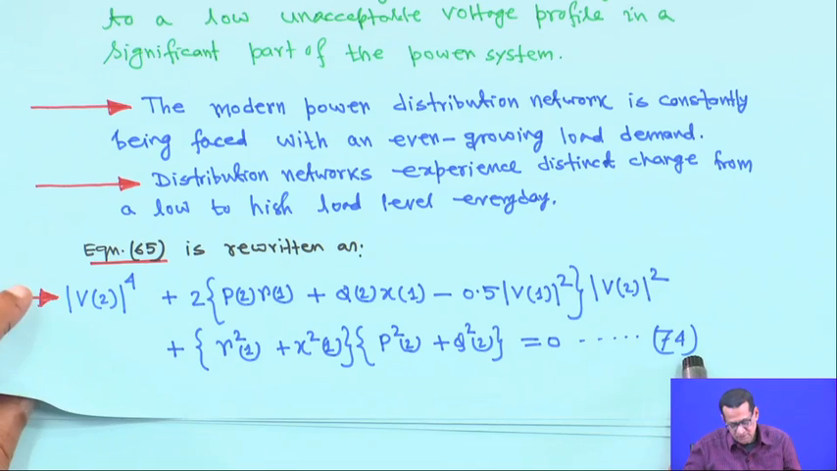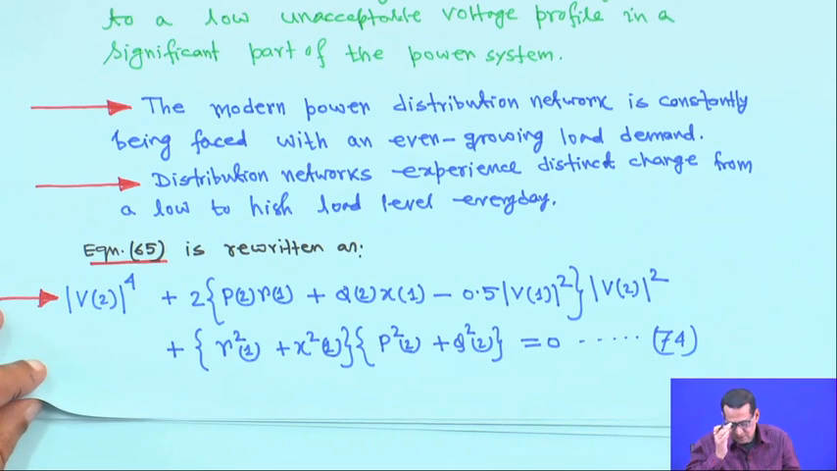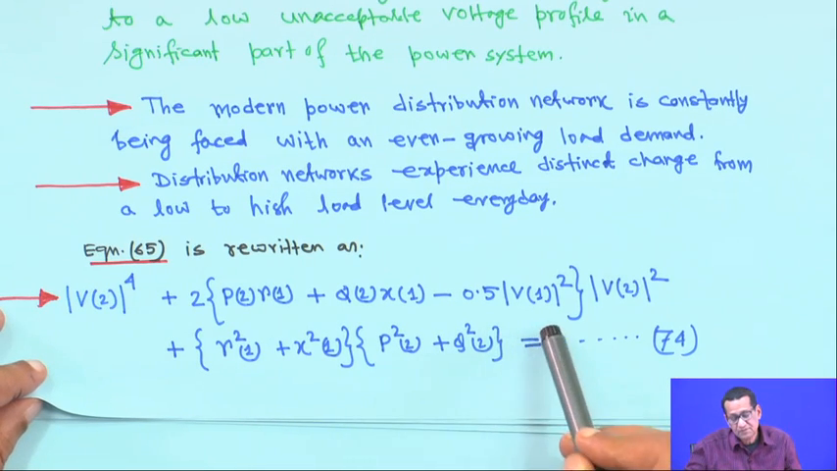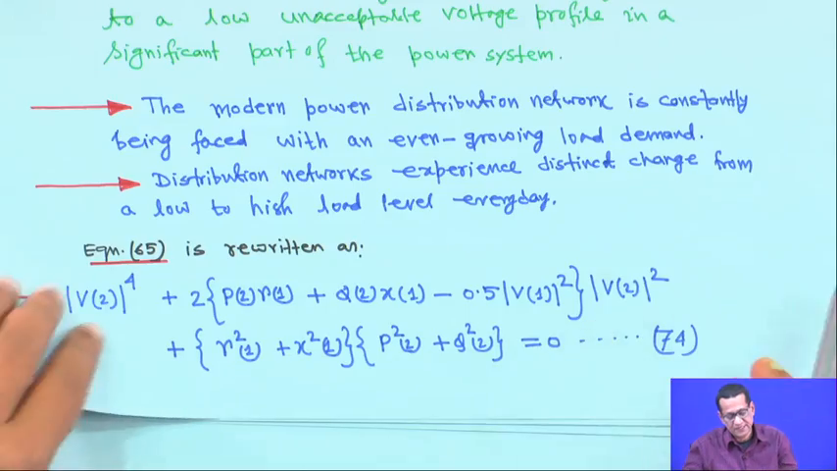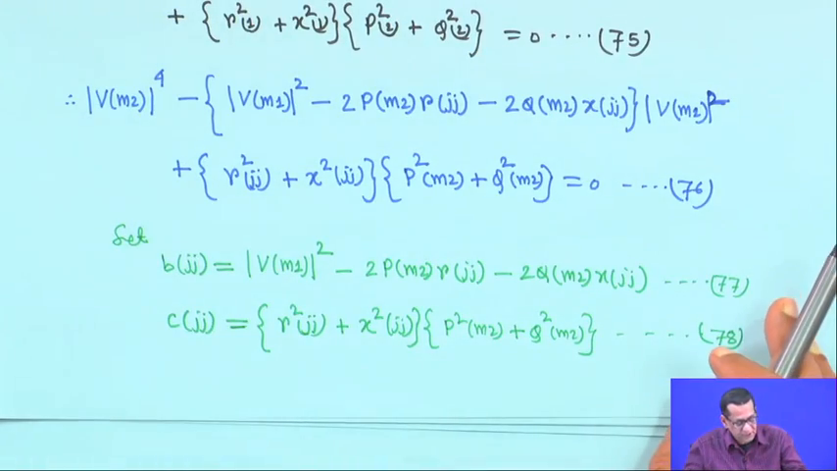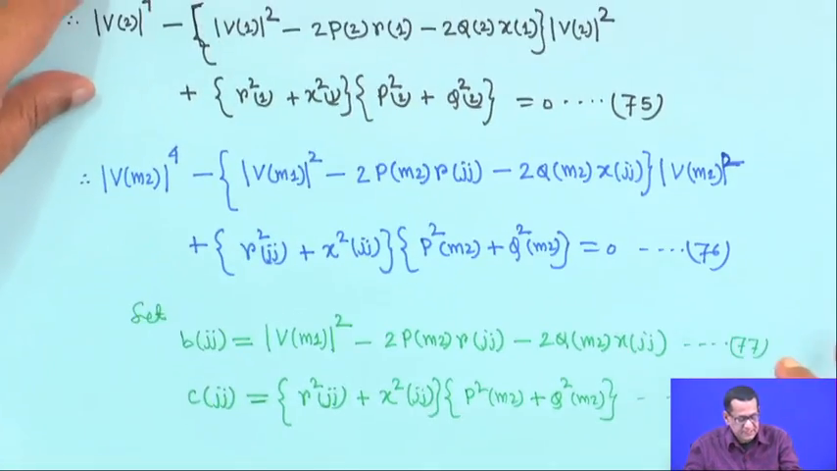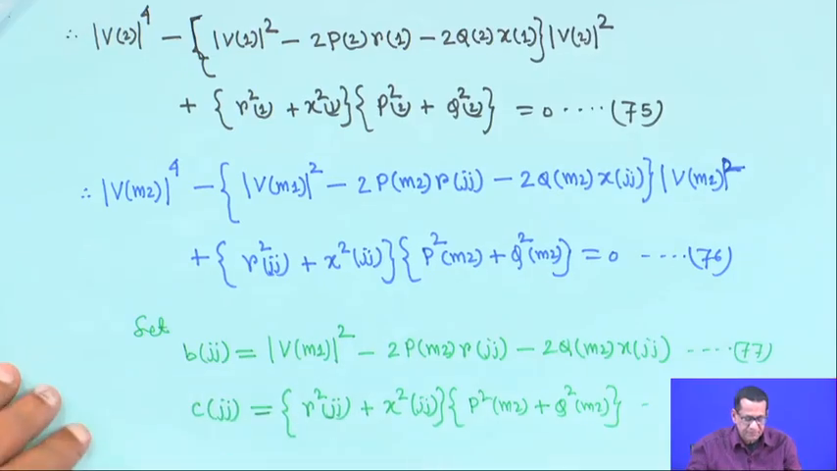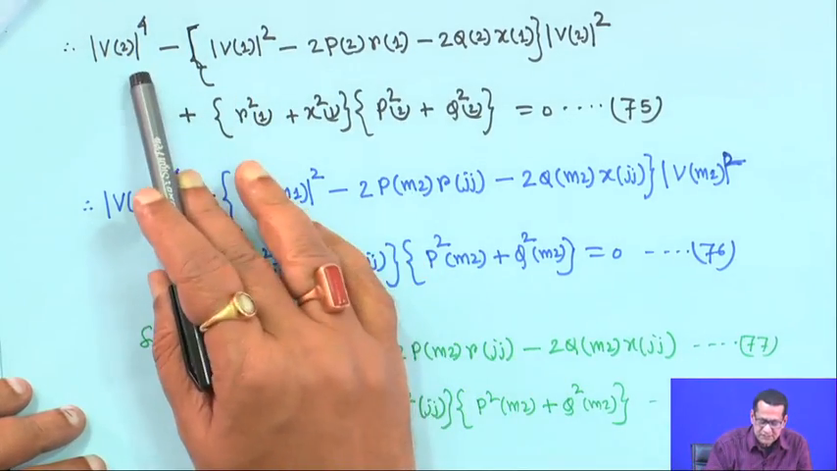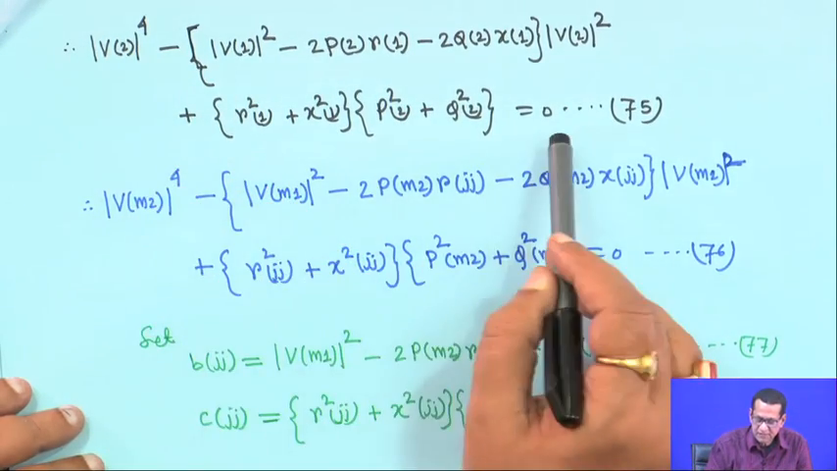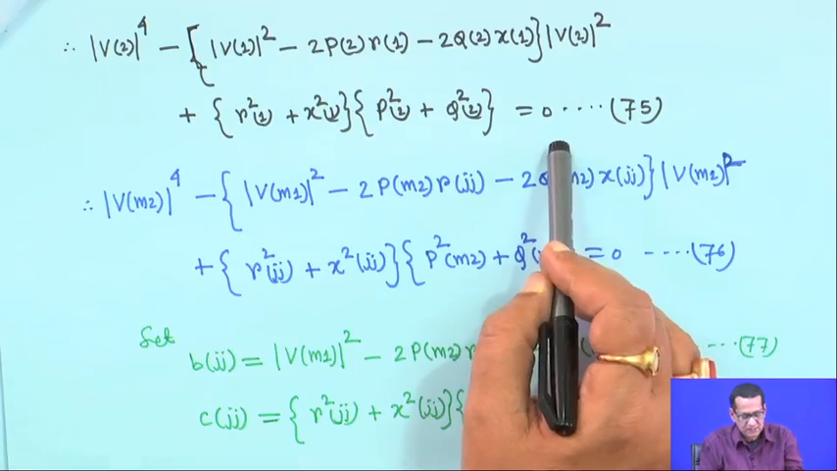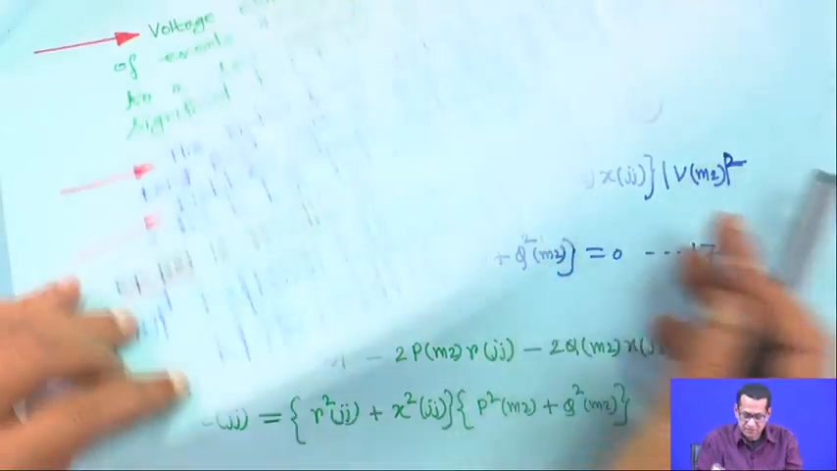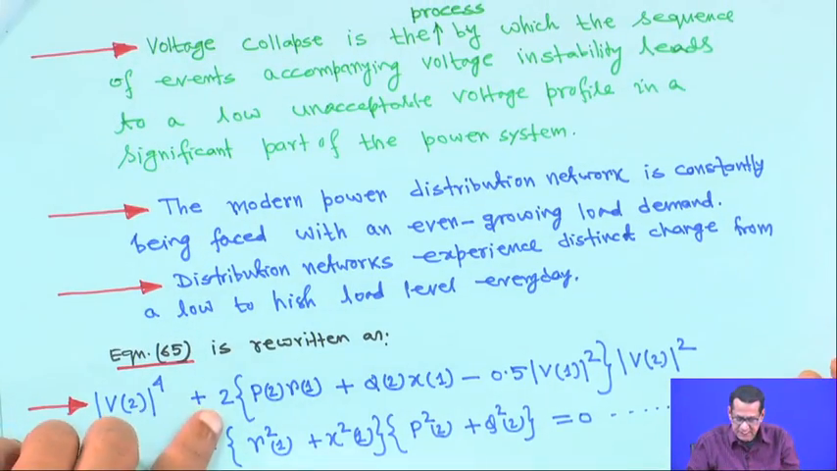This is your method 2 load flow equation. So in that case, I read this equation for V2 to the power 4.